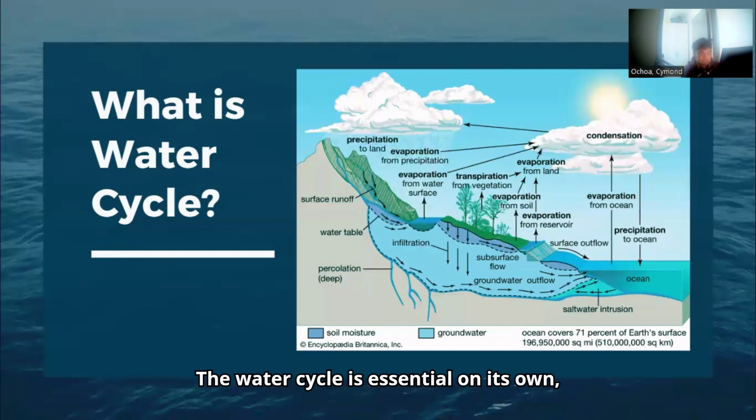The water cycle is essential on its own, and patterns of water cycling and rainfall have a significant impact on Earth's ecosystems. Additionally, rainfall plays a significant role in the cycling of many elements, including carbon, nitrogen, phosphorus, and sulfur.